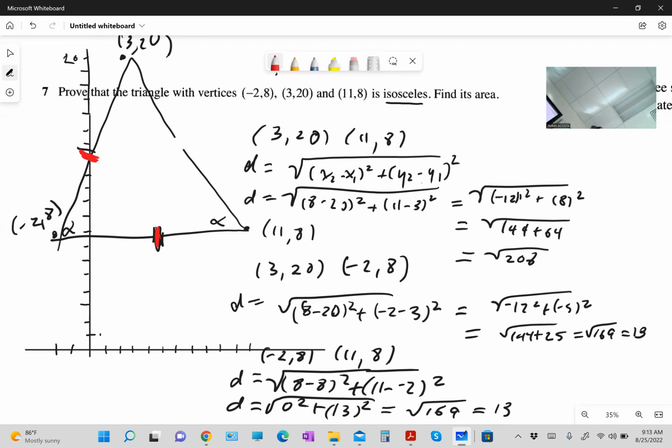Oh, that's right. I gotta find the area. That's the rest of the question. But at first, prove the triangle with vertices is isosceles. I'm solving that problem first. So the first thing I'm doing is proving the isosceles. Now I gotta find the area. You want me to find the area? Okay. But does anybody else besides her want me to do it? Do you know how to find the area of a triangle? Yeah, the area of a triangle is half base times height.